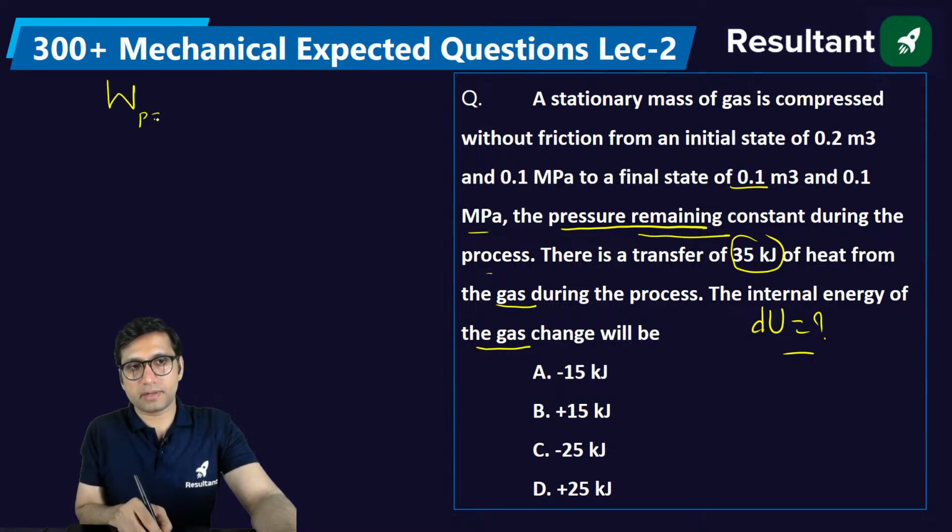Work for a constant pressure process is equal to pressure into change in volume.